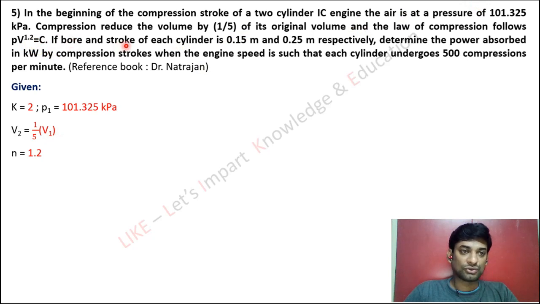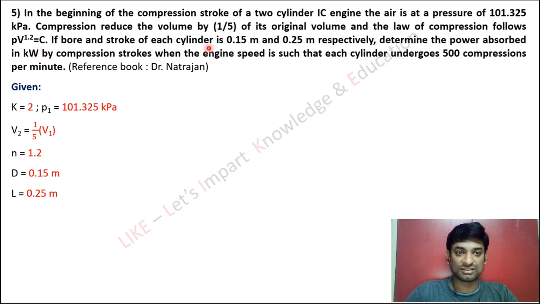If bore and stroke, bore means diameter of a cylinder, inner diameter of a cylinder. Stroke means length between top dead center and bottom dead center, that is length of the cylinder. Diameter is given as 0.15 meter. Stroke length L is given as 0.25 meter. L is equal to 0.25 meter. Stroke is nothing but length of the piston. Determine the power absorbed in kilowatt.